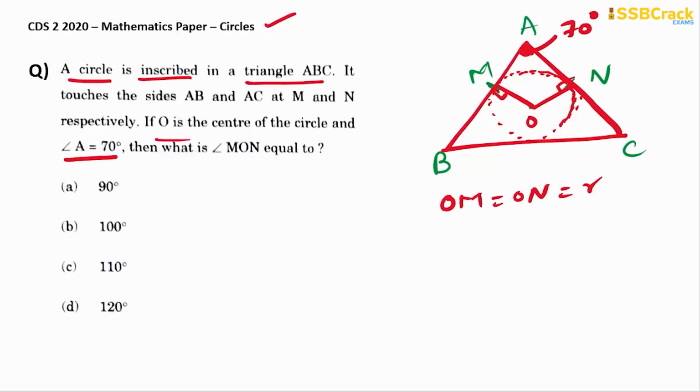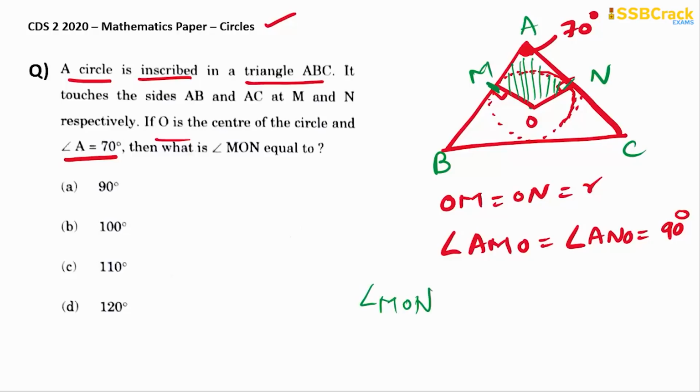Radius is perpendicular to the tangent. So we know this angle AMO is the same as the angle ANO, which is equal to 90 degrees each. Right. So now we can see this quadrilateral. Can you visualize this quadrilateral in which the only unknown is this required angle MON?